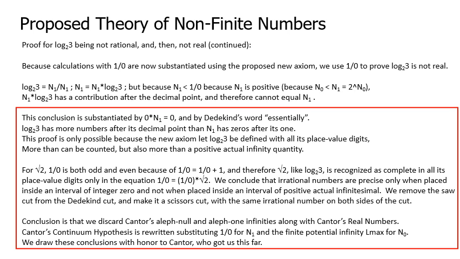Referring back to the Dedekind cut, we have made the cut a scissors cut with the irrational number on both the high and low sides of the cut. The cut is now an interval of integer 0, not infinitesimal, and we no longer need Dedekind's word essentially.